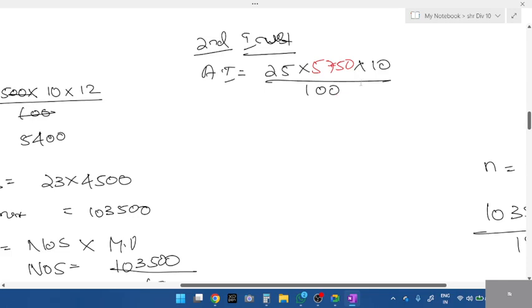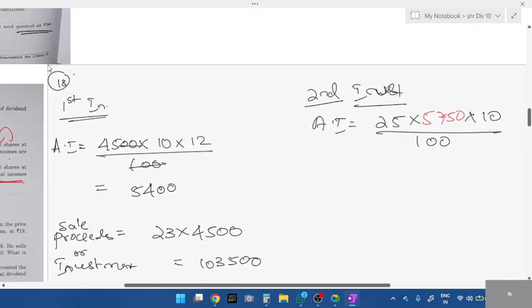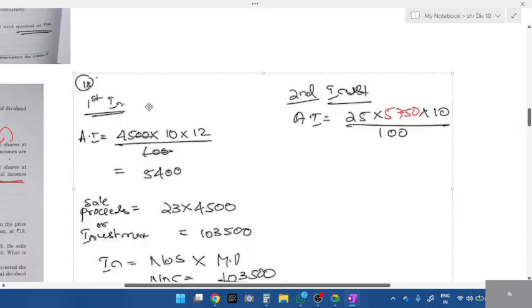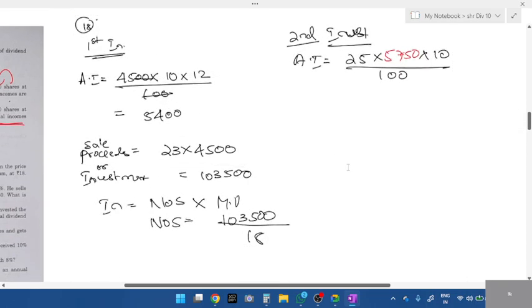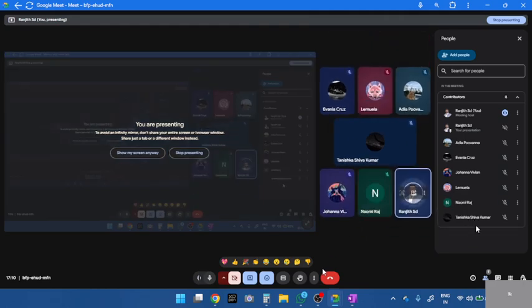Is it clear? All of you understood till here? 5,750. This is the calculation part. Yes. Did you ask Tanishka and Naomi? Did you inform?